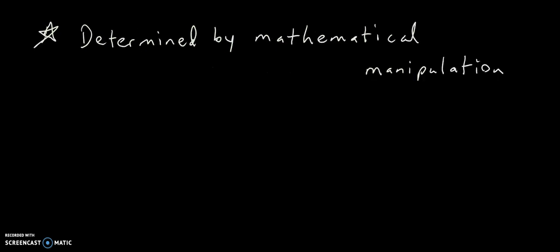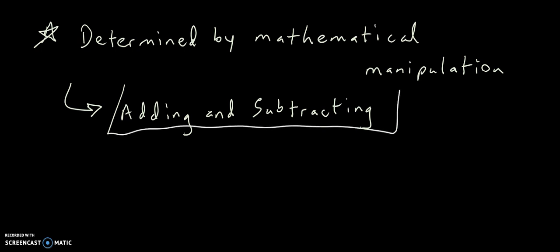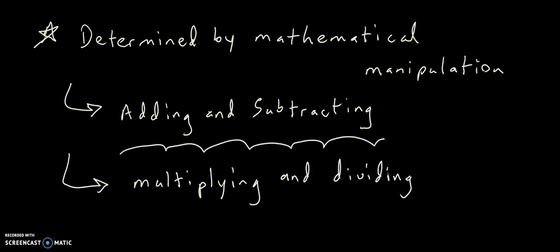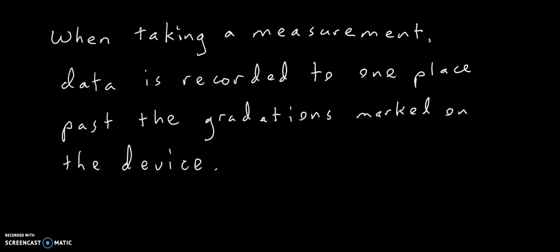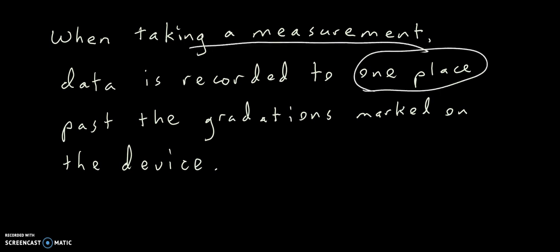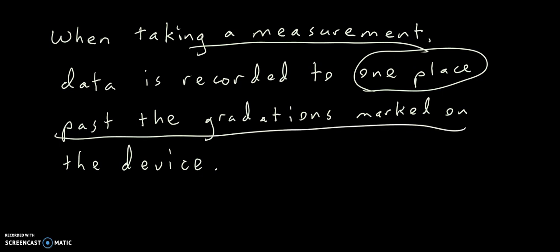Digits are also determined by the mathematical manipulation or type of calculation you do with the data that's collected. Adding and subtracting is one type of manipulation that can influence the number of digits that one has. Also, multiplying and dividing can influence the number of digits one has that are considered significant when collecting data. Now, when taking a measurement, data is recorded to one place past whatever the gradations are that are marked on the device, and that's the proper way to read a device and to collect data.